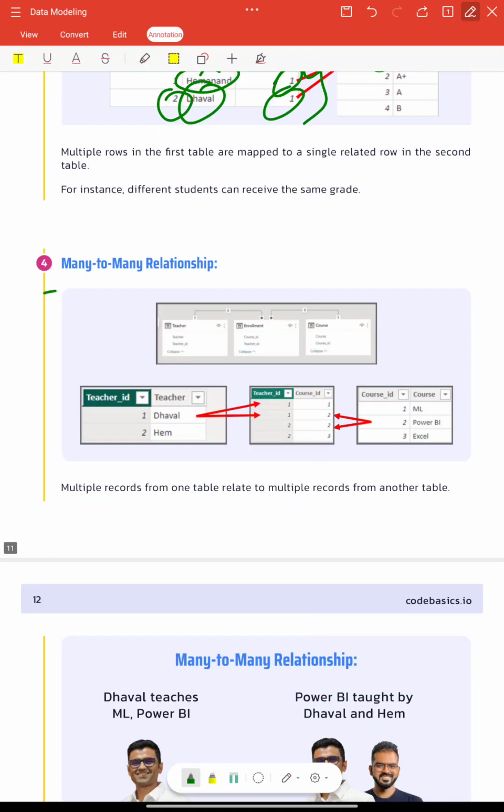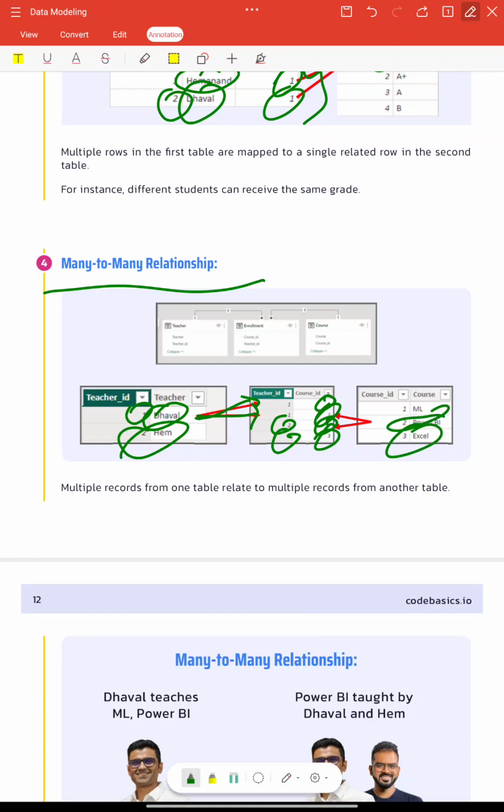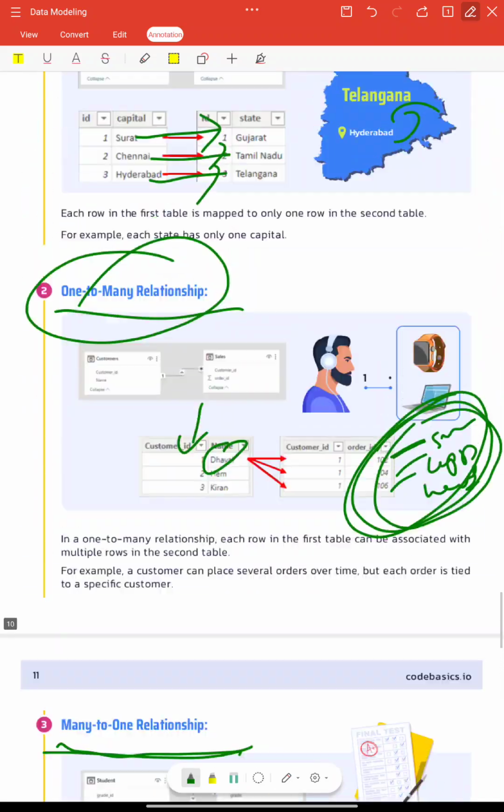Many to many relationship: Dawal is a teacher with two IDs and two courses registered. Teacher ID 2 also registered two courses, 2 and 3, which are Power BI and Excel. So this is called a many to many relationship. This is all about the entire data modeling.